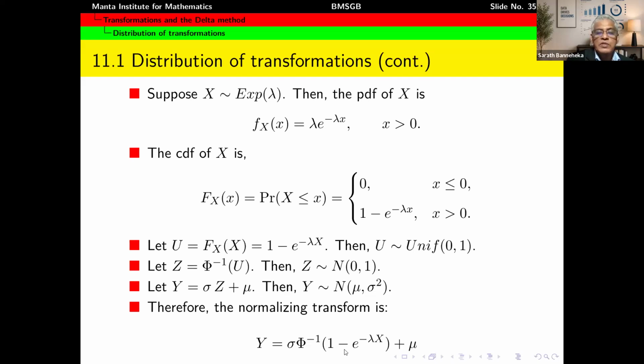So the whole transformation can be written in one line like this. Y is equal to sigma times phi inverse evaluated at 1 minus e to the power minus lambda x, plus mu. Right? So that will be the normalizing transformation from an exponential random variable with rate parameter lambda into a normal random variable with mean mu and standard deviation sigma.